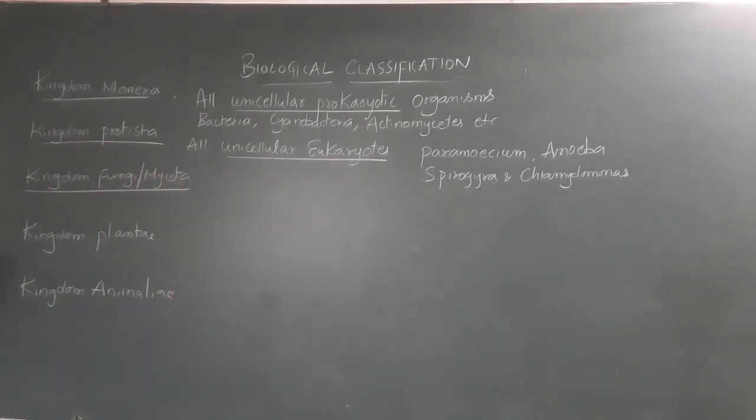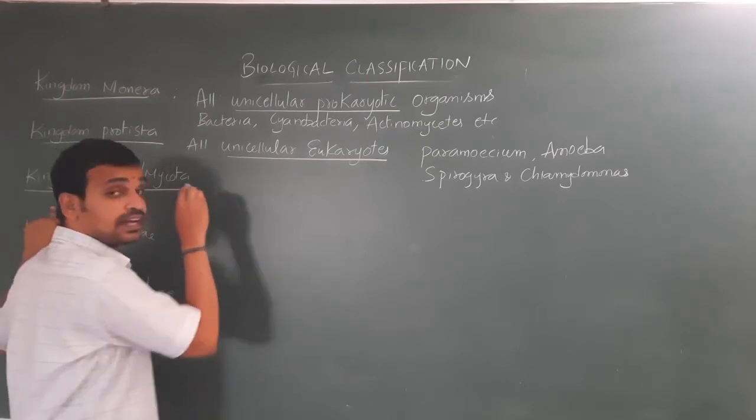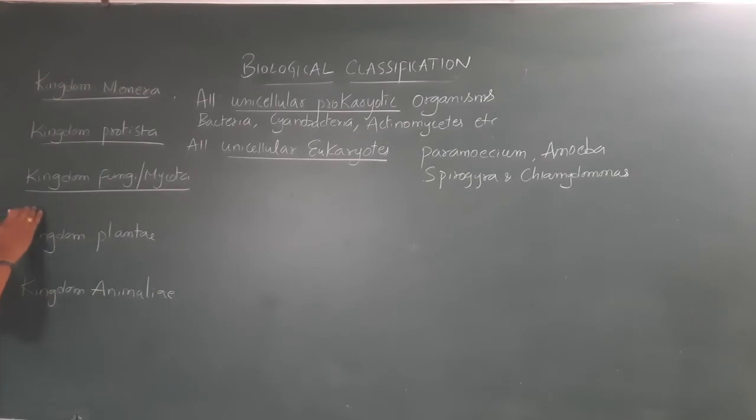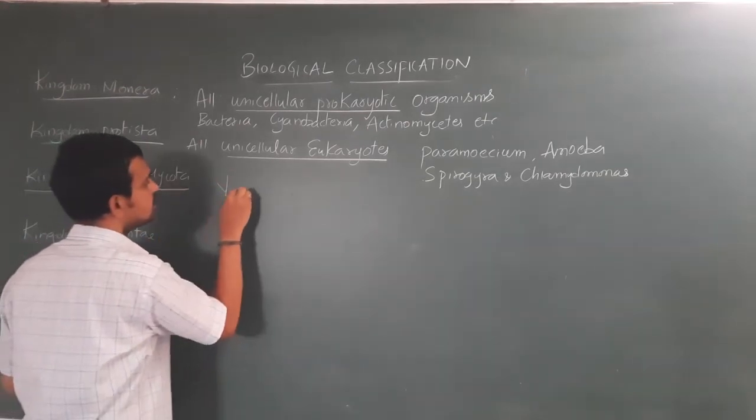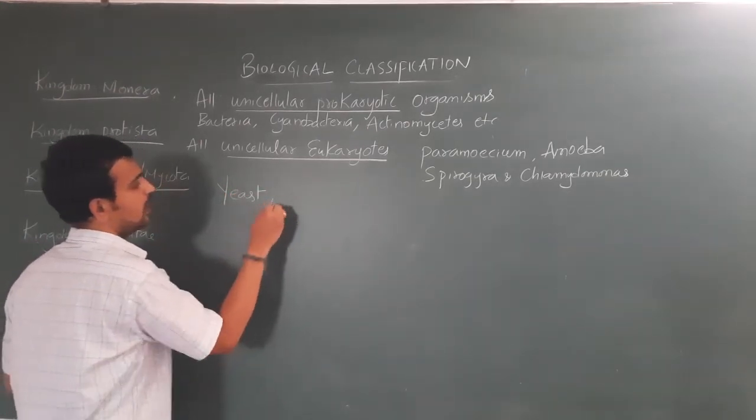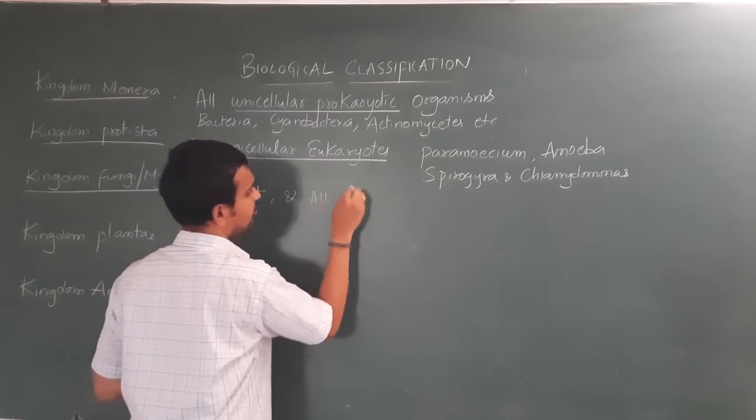Whittaker has given a separate kingdom for the fungi, because the fungi are multicellular or filamentous except yeast. Yeast is unicellular, the remaining are all multicellular only. So what are the different types of organisms which come under Kingdom Fungi? Yeast and all fungi.